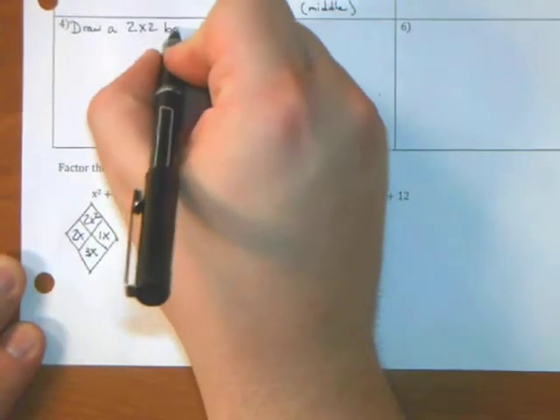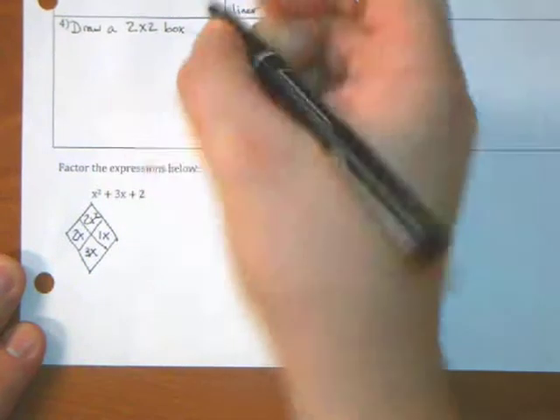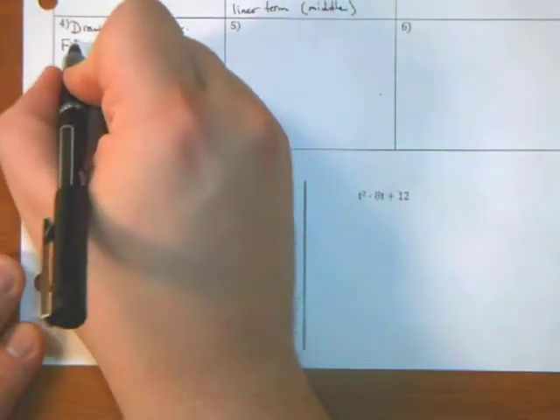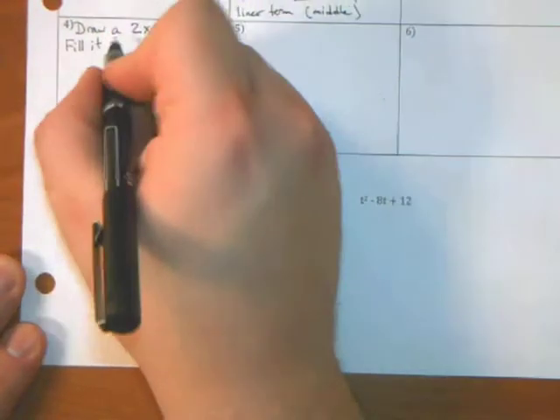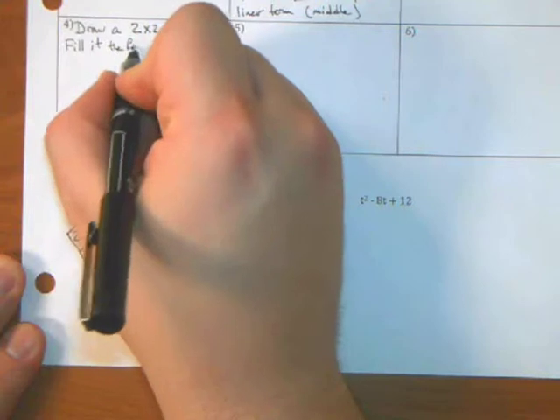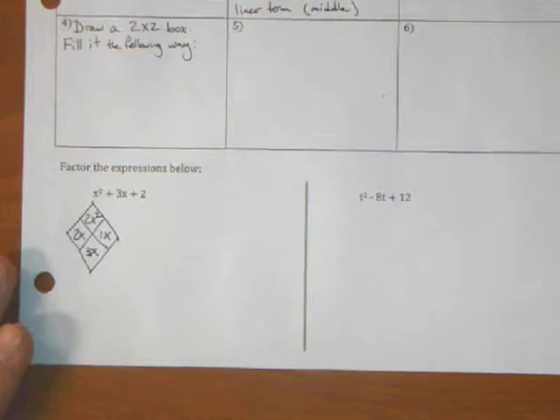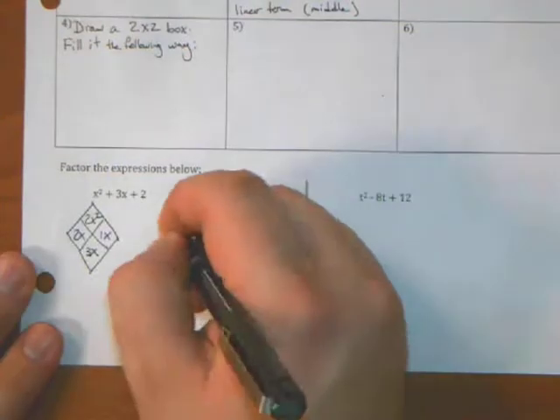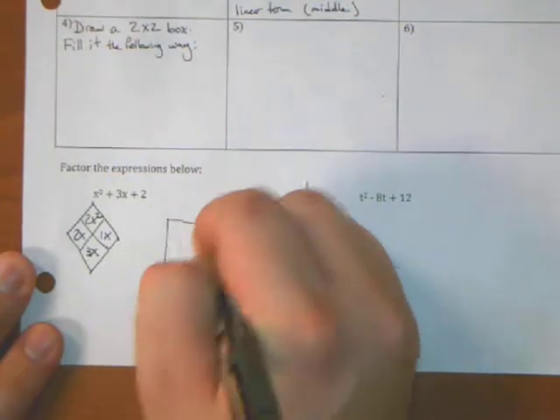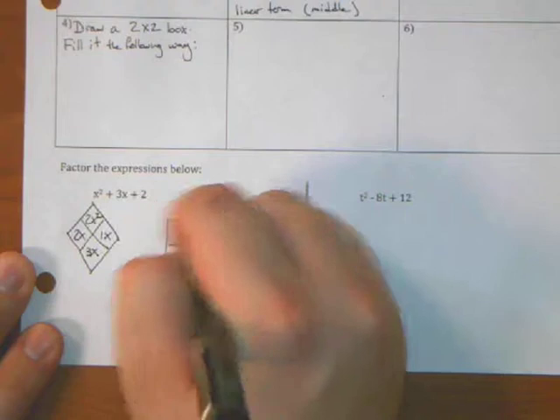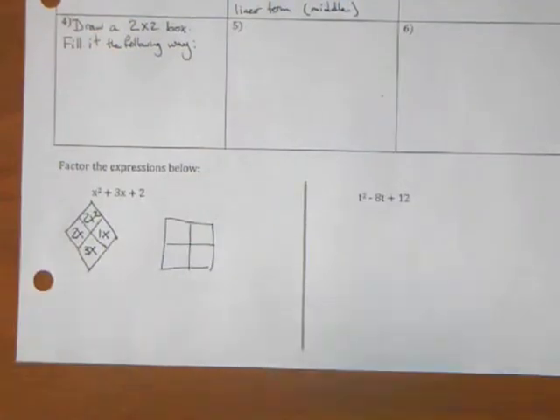2x2 box. Fill it out in the following way. Okay, 2x2 box looks like this. There's a 2x2 box, and we're going to fill it out in the following manner. There's 3 things.